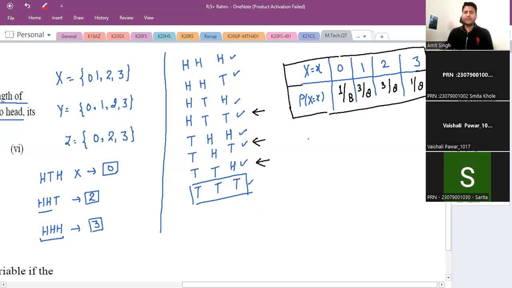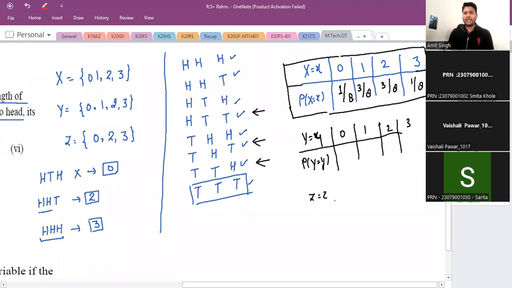In the same manner, we can make the probability distribution table for y. So this is how it will look. Y equals to y. In the same manner, possible values 0, 1, 2, and 3. In the same manner, we will make it for z. So z equals to z, and then probability that z equals to z. All of you try to make a probability table for z. Y will come out as it is, same as x. So try to make it for z.